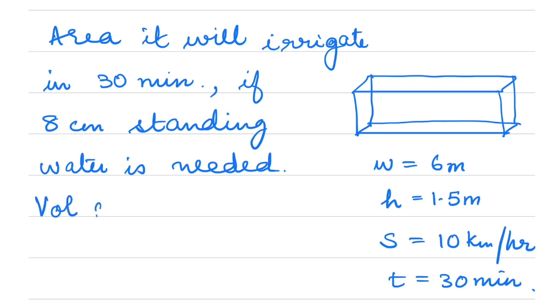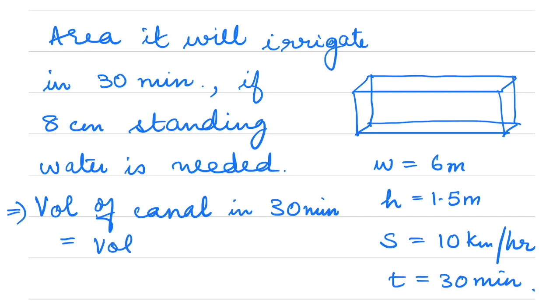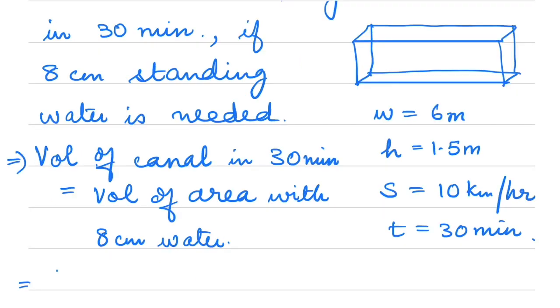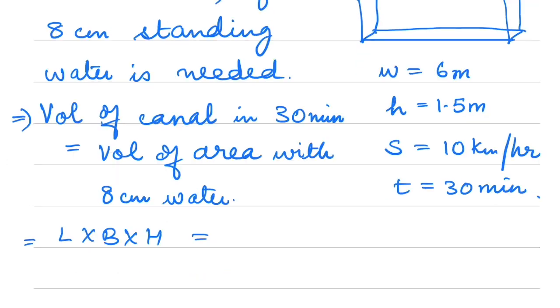volume of canal in 30 minutes is equal to volume of area with 8 centimeter water. Volume of canal I can denote by L into B into H, and this is equal to volume of area in the field, right? So length into breadth into height.